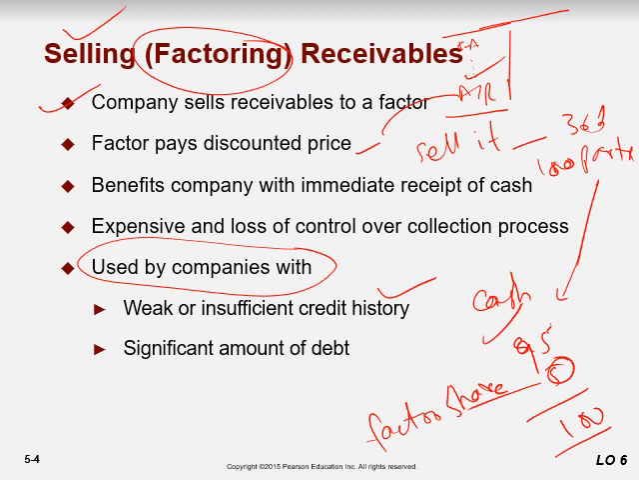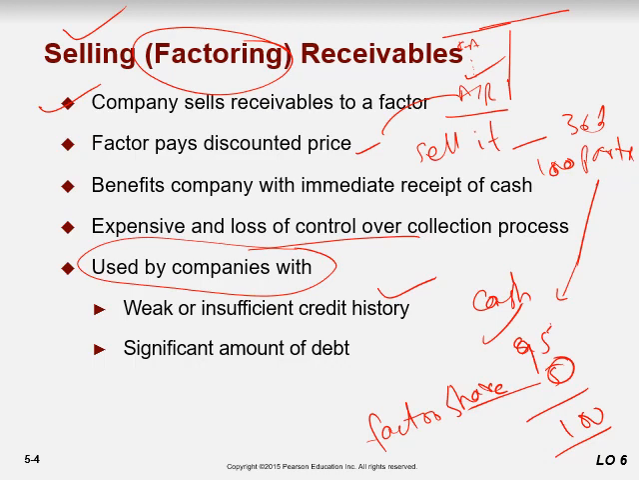Number two, if collecting cash from customers is very expensive for you, or you have lost control over your collection process. For example, you have to make calls to your customers for reminders, the telephone bill is so high, and you need an extra person to watch over these accounts receivable and receipts and all those things. It's very costly, so it's better you go for factoring, and you sell your accounts receivable.